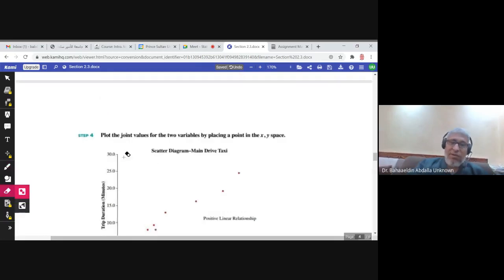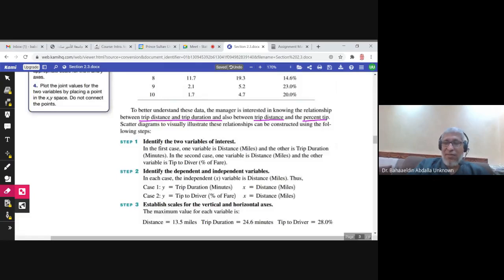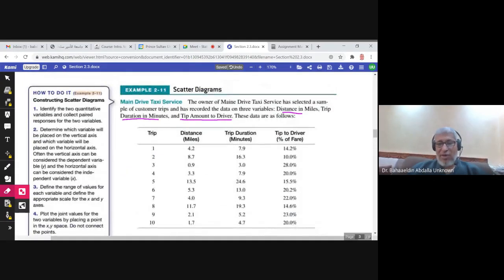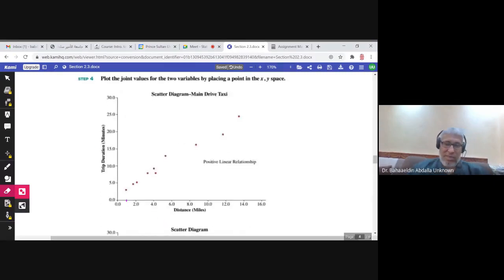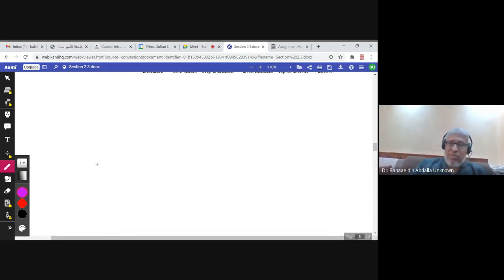What about the other variable, the y variable, duration? We have numbers from 3 to 24. For here I need more numbers, up to 24. We can choose each 2, each 3. It is up to you. He chose 5 here, and that's okay too. So let us start plotting the points.